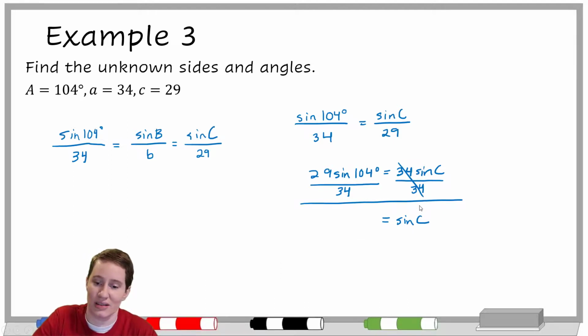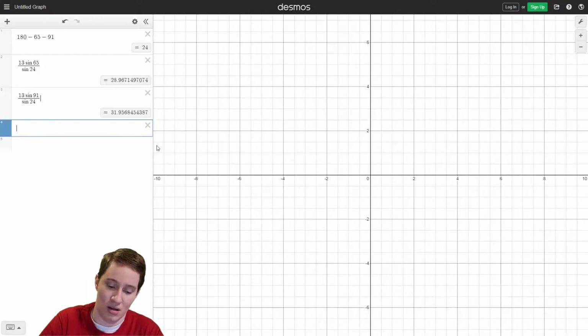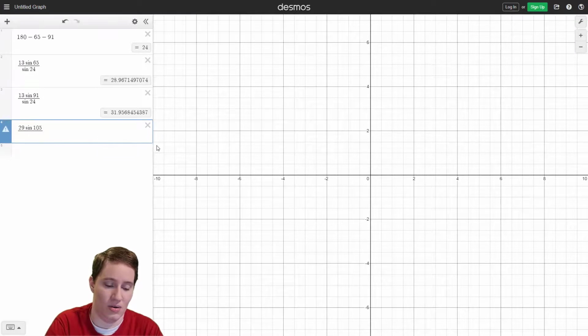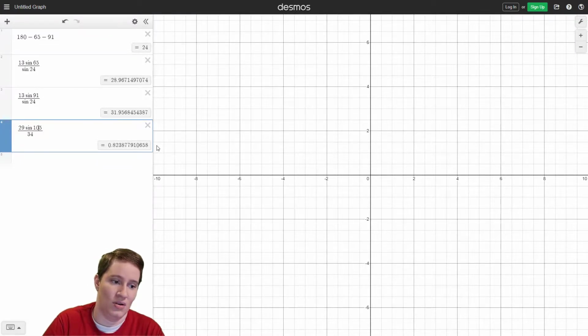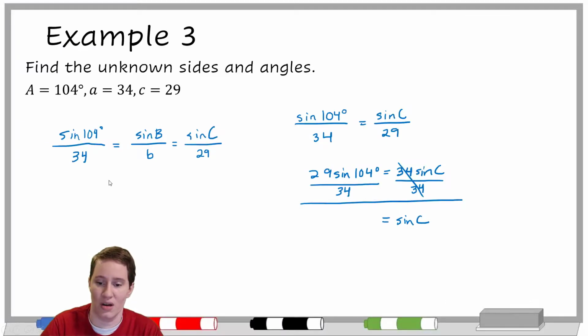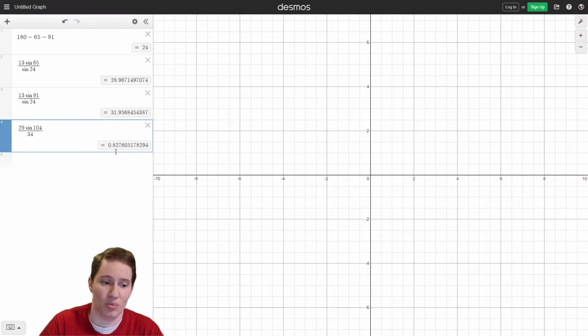So let's see, 29 sine 104 divided by 34. I don't know why I did 105. 29 sine 104 over 34. See, it gives us this decimal, 0.8276, and so on. But even better, we need to do inverse sine of this. So on your calculator, like I said, do second sine, second answer.